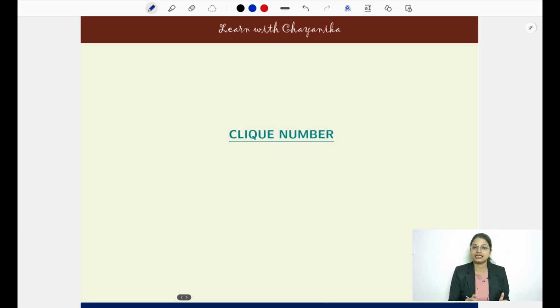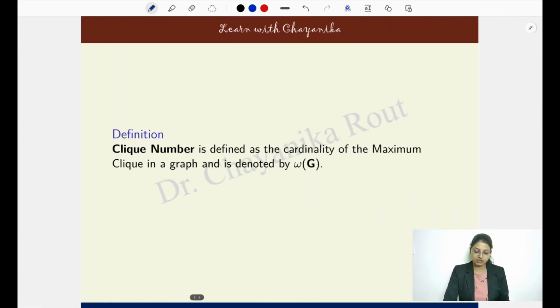Next topic is clique number. So the definition goes like this. Clique number is defined as the cardinality of the maximum clique in a graph and is denoted by omega(G). So whatever we have discussed until now, clique number is determined from the size of the maximum clique. To know the clique number, we have to find out the maximum clique in the graph. Its cardinality is the clique number. So clique number is the size, or the cardinality, of the largest clique in the graph.